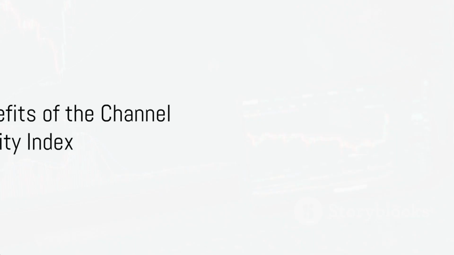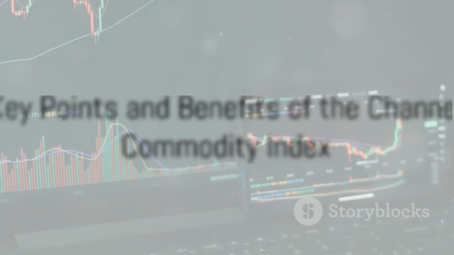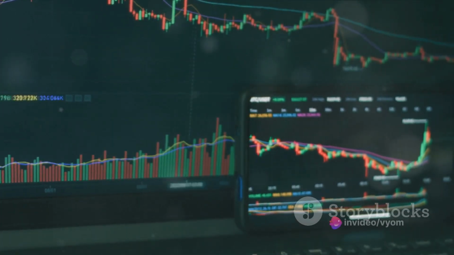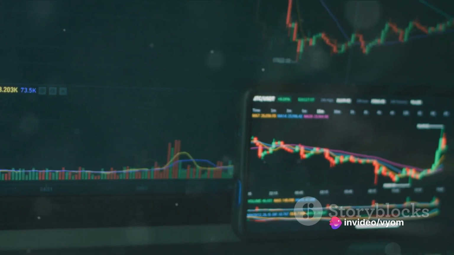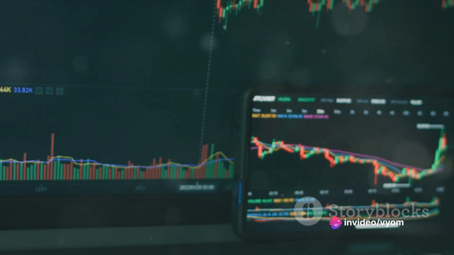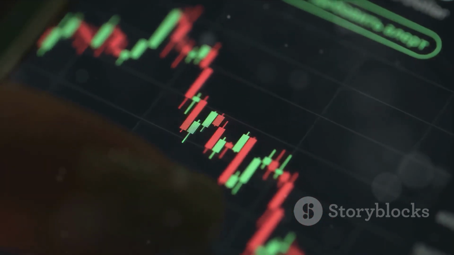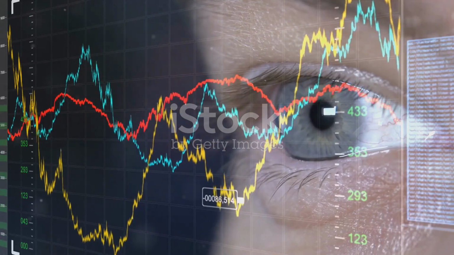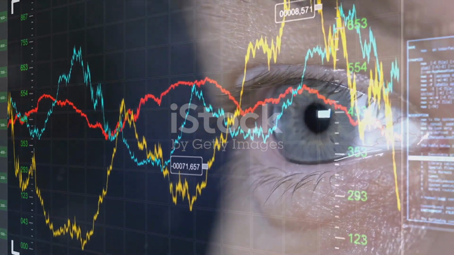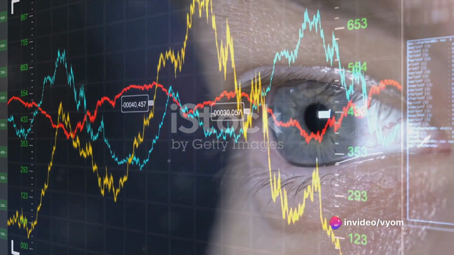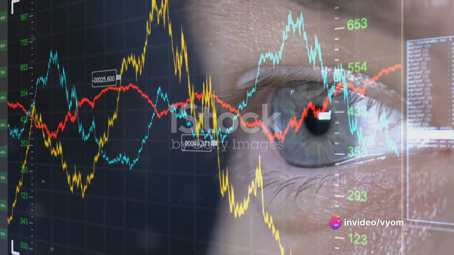Now that we understand how to use the Channel Commodity Index, let's unpack its key features and benefits. One of the most salient aspects of the Channel Commodity Index is its predictive capabilities. This tool is not just a mirror reflecting past market activity, it's a crystal ball. It uses historical data to forecast future price trends. And as any seasoned trader knows, anticipating market movements is half the battle won.